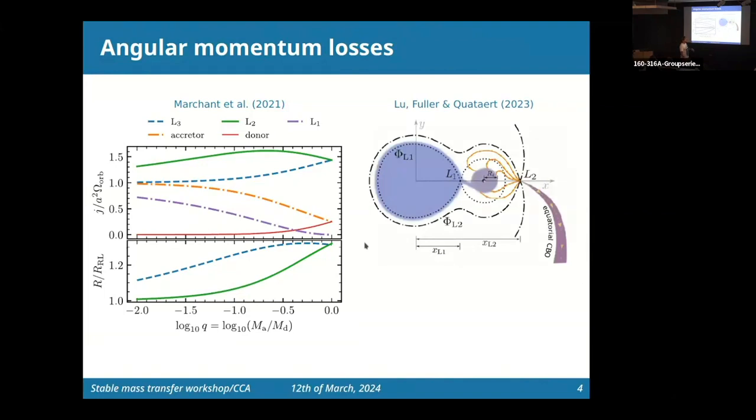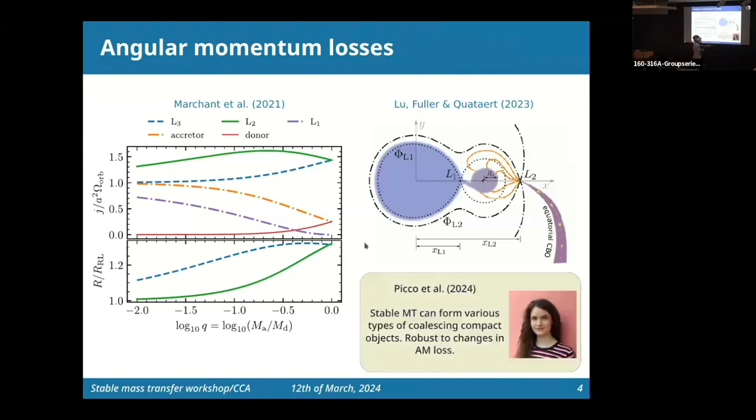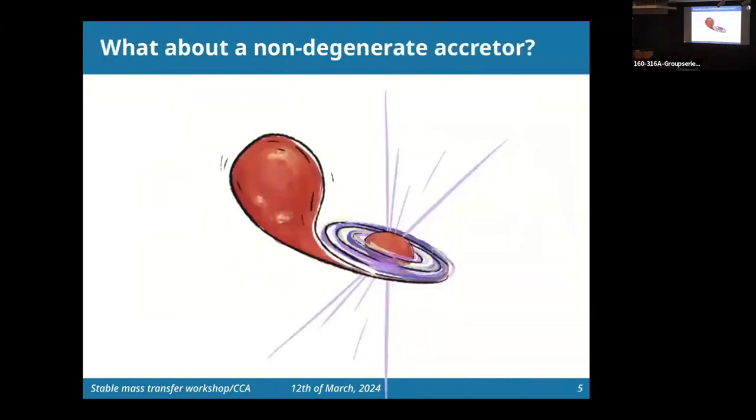And more or less, one thing I can say for those of you interested in forming black holes through stable mass transfer: I've had one of my students, Anakira Pico, working on this and more or less finding that it seems to be robust to these variations in angular momentum loss. So if you want to talk about that, you can check with her. Let me just jump there.